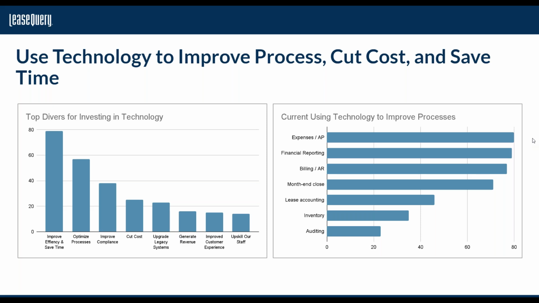So we discussed the different reasons that organizations might turn to software and the different business areas that are going to be impacted. This slide brings both of those together by looking at why people say that they buy software. So this doesn't per se just relate to leases in particular, but in general, why do people invest in technology instead of hiring more people? So the first one is that it's going to improve efficiency and save time. The second one is that it's going to optimize processes and improve compliance. Those are kind of all the same thing. And then the fourth one here is cut costs.